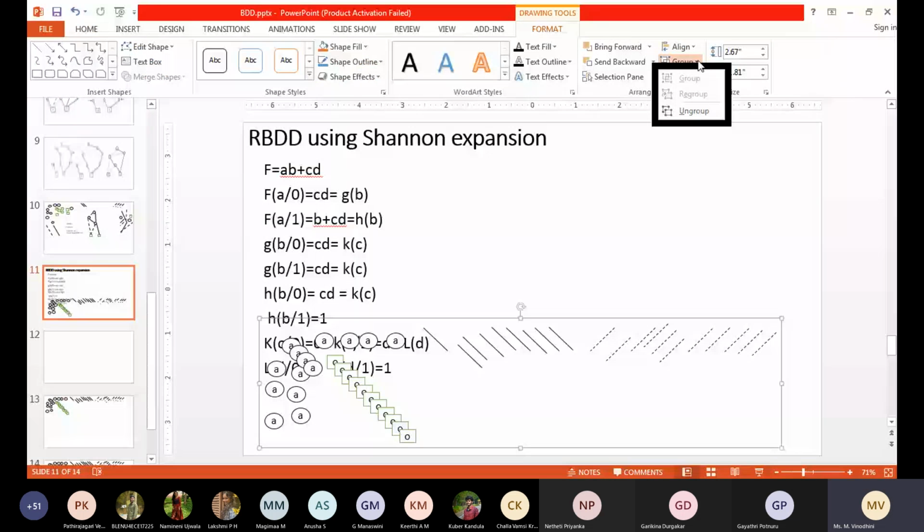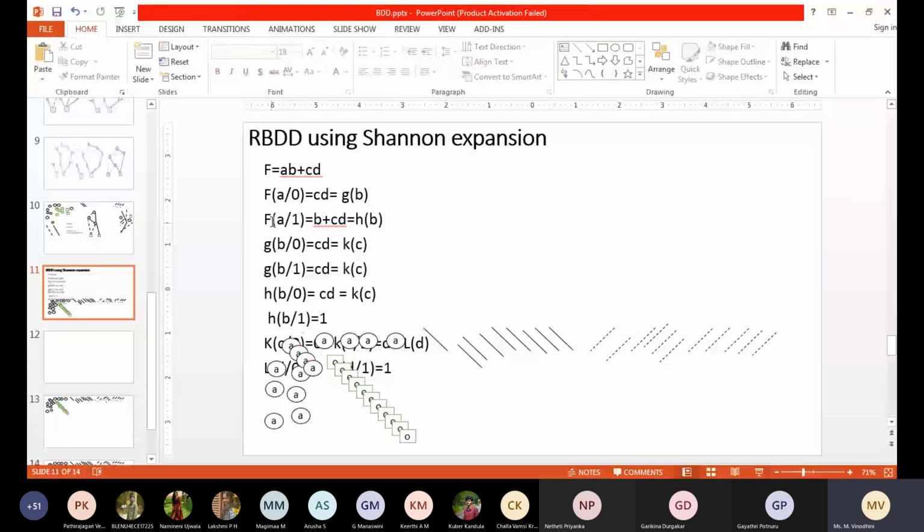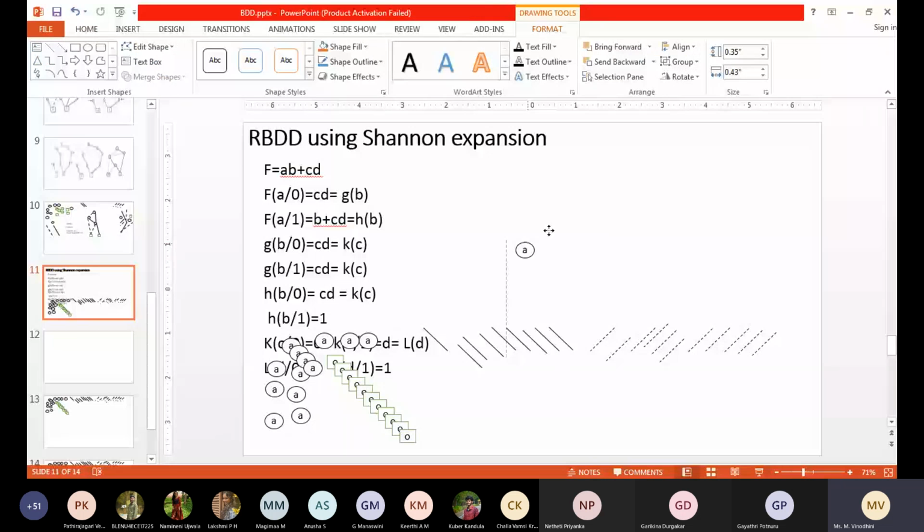So now here, let me start with the root node A. Next, when I took A, two options are there. For A, we have 0 and we have 1. First we took f of A 0, f of A 1. So f of A 0 is going to G of B.